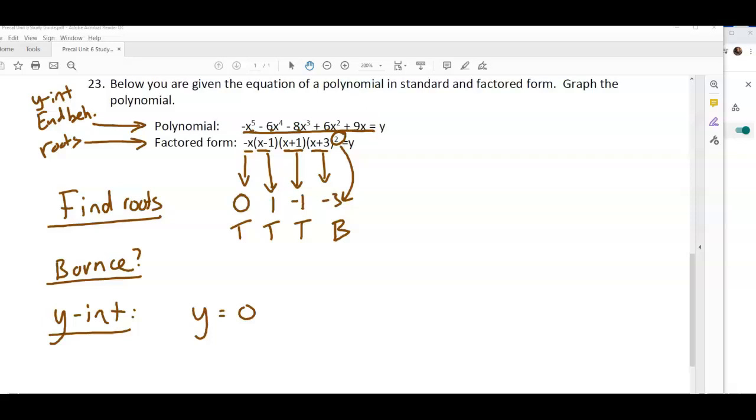So that's my y-intercept. And then the final thing we need to find is we need to find our end behavior.